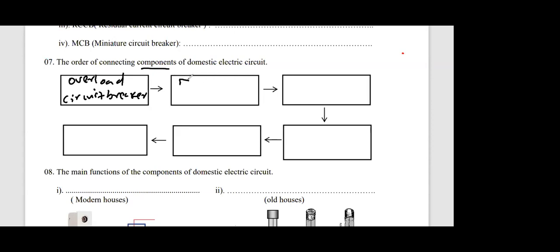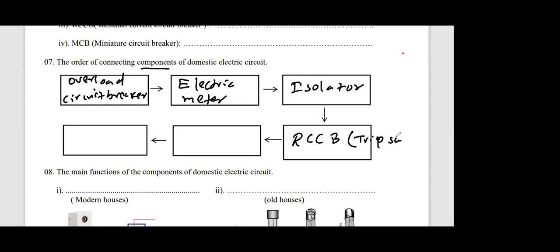After the electric meter, who can tell the next one? Devish? Isolator. Very good. After the electric meter, you need the isolator. After the isolator, what should come next? Asindu? Trip switch. Yes, trip switch. It's better to write RCCB, though trip switch is also correct, because RCCB is the standard technical term we use. You may write trip switch within brackets, no problem, that will also be accepted in the exam. Even for the isolator you can write main switch within brackets.